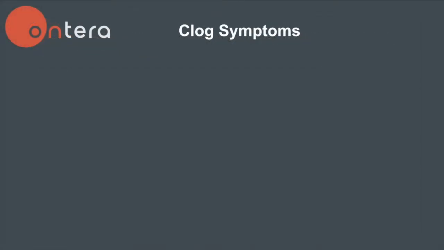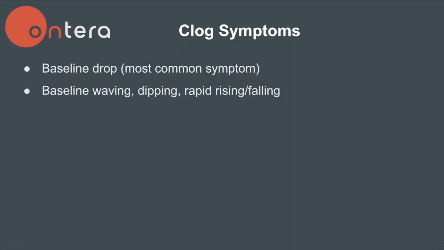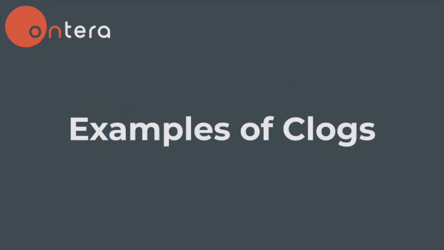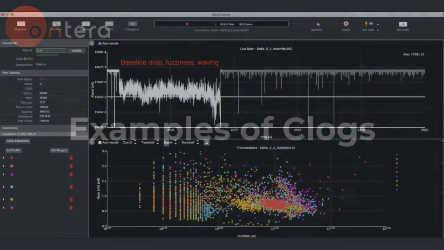Clogs come in many forms, so it is important to understand all of the signs of a clog. They include a baseline drop. A baseline drop is the most common symptom of a clog and can be very obvious or very subtle. Baseline waving, dipping, rapid rising, or falling. Jagged, fuzzy, choppy baseline, sudden thickening of the baseline, decreased pore size, or heightened IRMS. Most clogs will exhibit multiple symptoms, but occasionally a clog will manifest only as a slight baseline drop. The following are examples of various types of clogs.